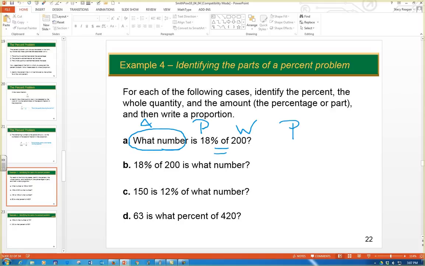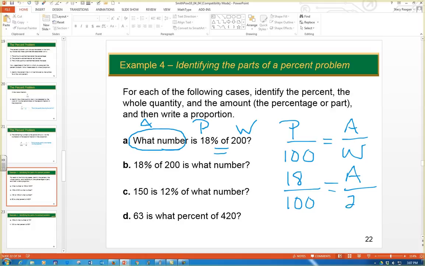So if we have our formula here that they're giving us, and if you want to refer to it, this is actually back on page 192 in your book. So this is our formula. So we just plug the numbers in. P is 18 over 100. We don't know A, so we leave it as just the A. We do need a W. And now this looks just like the problems we did before.